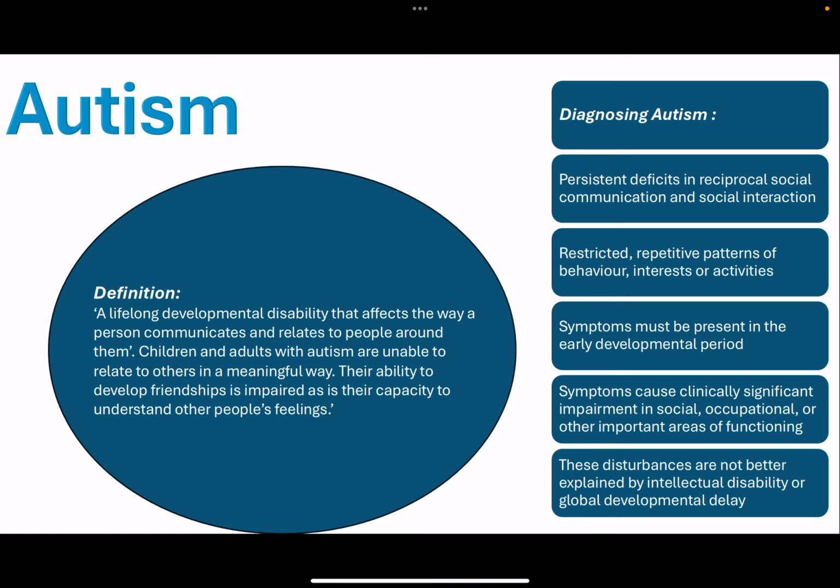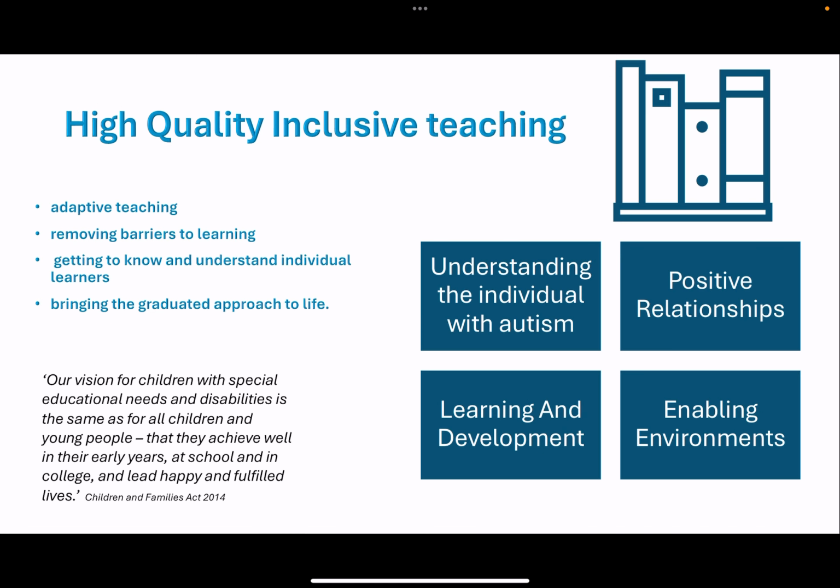Like with most SEND diagnoses, autistic learners vary in their profile of strengths and needs, life experience and the presence of other conditions. No two individuals on the autism spectrum are the same. Autistic learners need to be understood as individuals first and foremost.